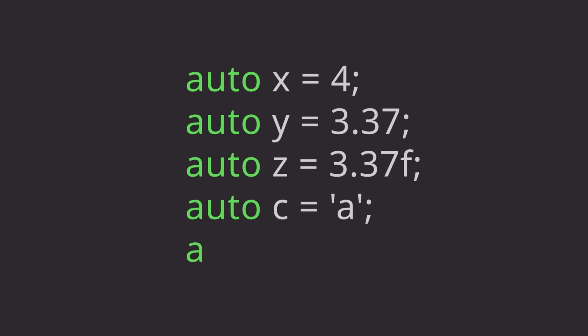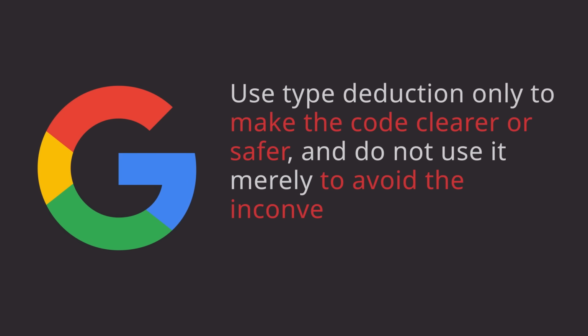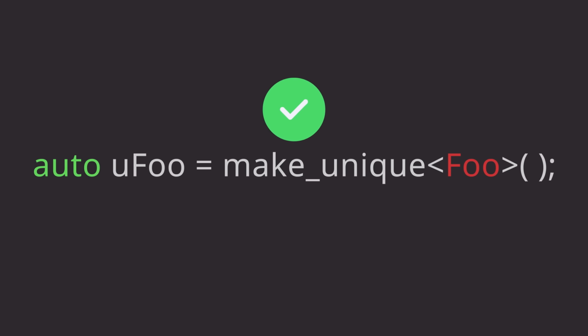C++ has a keyword called auto that will auto-populate at compile time the type of a variable. Use type deduction only if it makes the code clearer to readers who aren't familiar with the project or if it makes the code safer. Do not use it to merely avoid the inconvenience of writing an explicit type. Consider the example make unique foo, which is a function that returns a generic type. The implementation for make unique of the foo class obviously returns a type foo, and therefore the auto feature is allowed to be used in this instance.